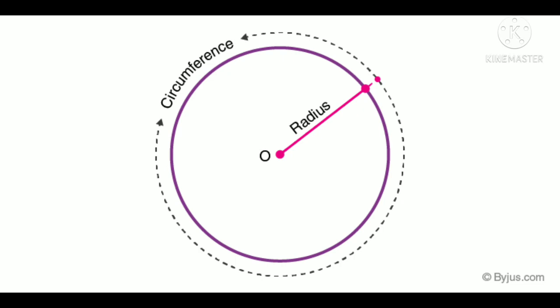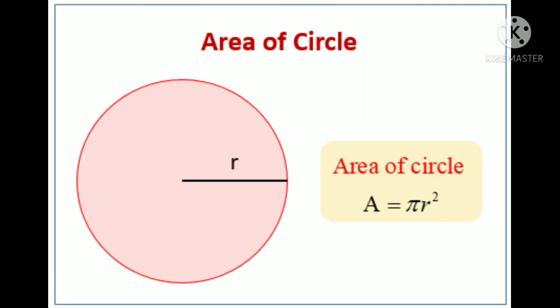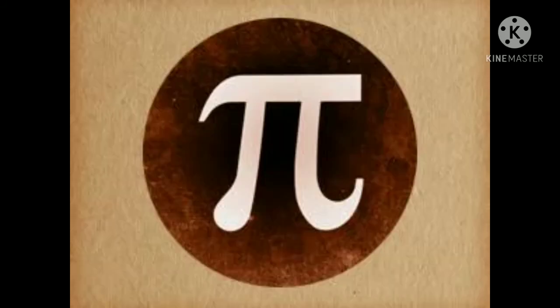Now how to find the measurement of the area of the circle? So the area of the circle is always equal to pi r square. So A is equal to pi r square. Now what is pi? Do you know what is pi? Oh God, we don't know what is pi. How to find out now what is pi? Okay, let's see now what is pi.